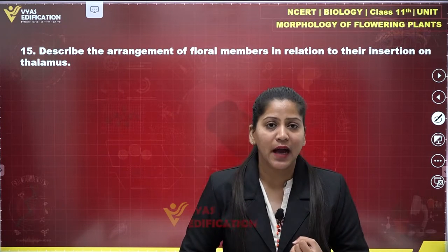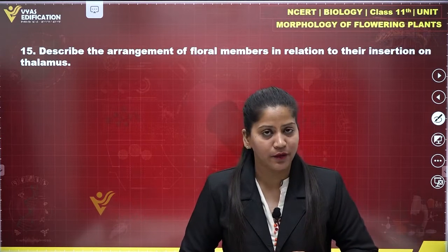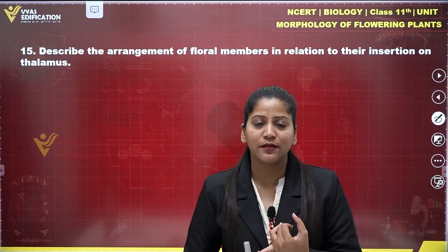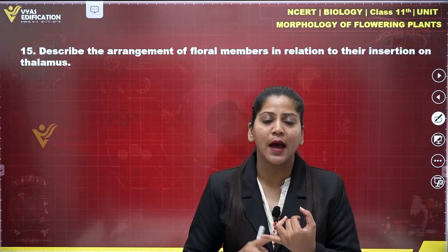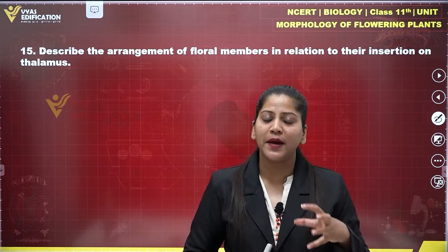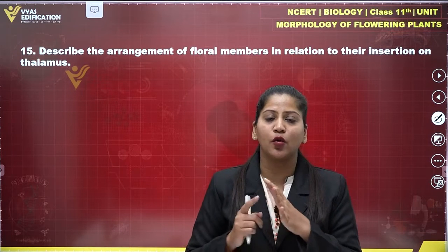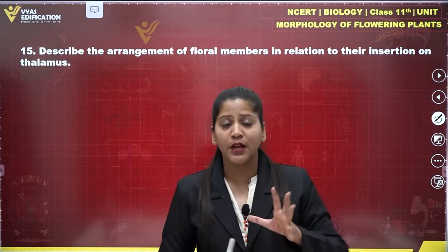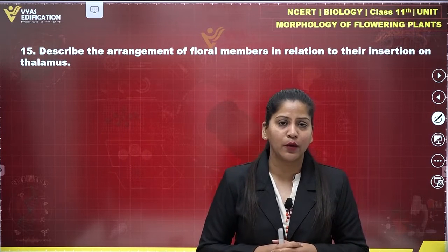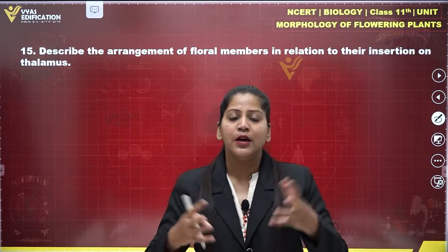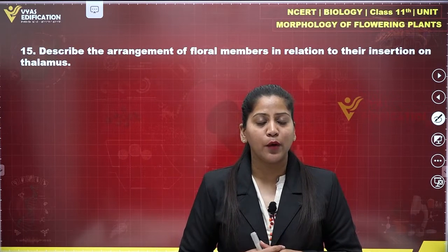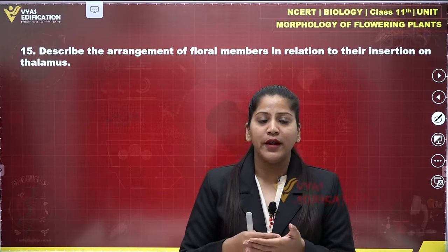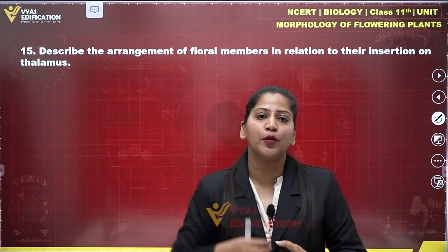hypogynous, perigynous and epigynous flowers. So basically we have 3 types of flowers: hypogynous flowers, perigynous flowers and epigynous flowers on the basis of arrangement of calyx, corolla, androecium and gynoecium, right? If we talk about the very first type, that is the hypogynous flower, in this type of flower the ovary is situated at the highest position.